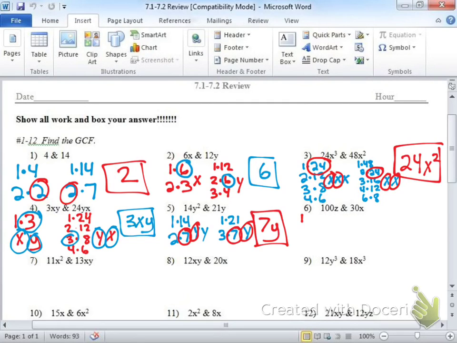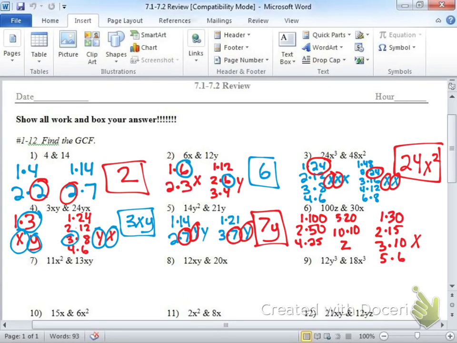Alright, next we have 100, so 1 and 100, 2 and 50, 4 and 25, 5 and 20, and 10 and 10. And I also have a Z. For 30, I have 1 and 30, 2 and 15, 3 and 10, 5 and 6, and that one has an X.